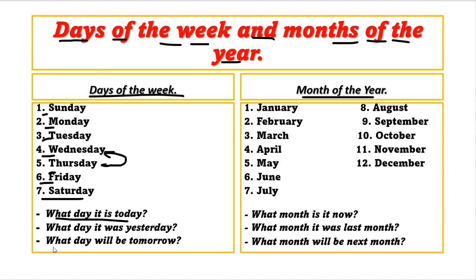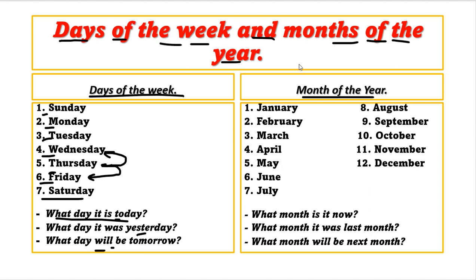Next, what day will be tomorrow? From the word will, this is the future. So, past, present, and future tense. What day will be tomorrow? Tomorrow will be Friday. So you must go forward. Tomorrow is Friday. It will be Friday.